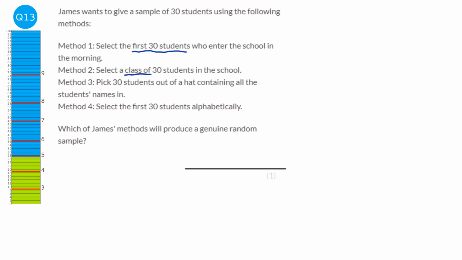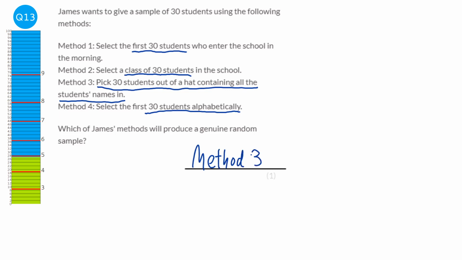If we select a class in the school, then they're generally all going to be the same age. So if it's a year 7 class or a year 11 class, they're all going to be the same age. It might seem that it's fair to pick the first 30 students alphabetically, so A to F or whatever, but again, that's not fair, because the people at the end of the register don't have an equal chance of being picked. So you need to make sure everyone in your population has an equal chance of being picked. So picking 30 students out of a hat containing all the students' names is definitely the fairest way of picking a sample from this list.